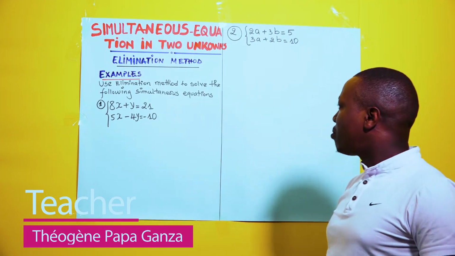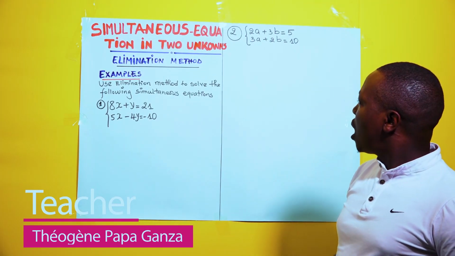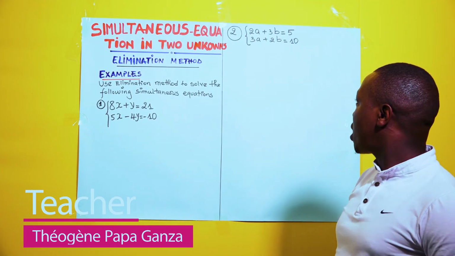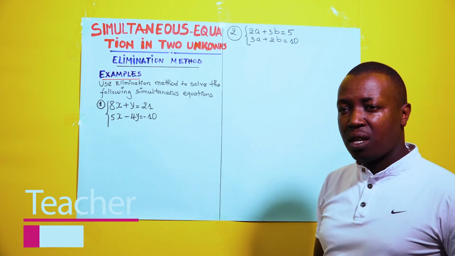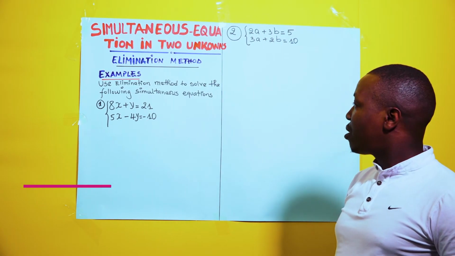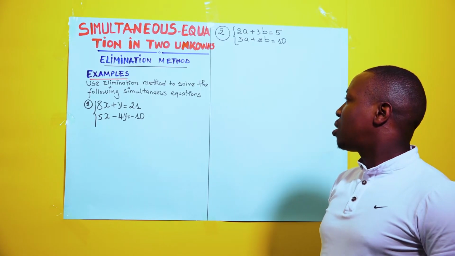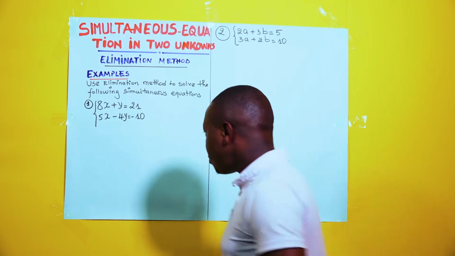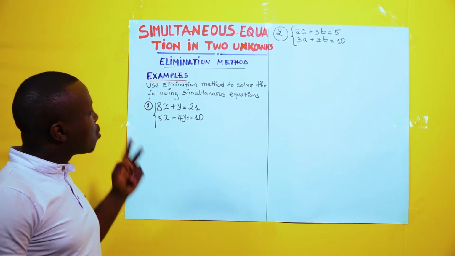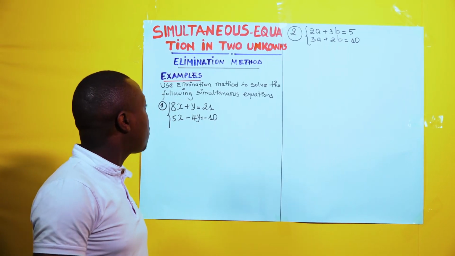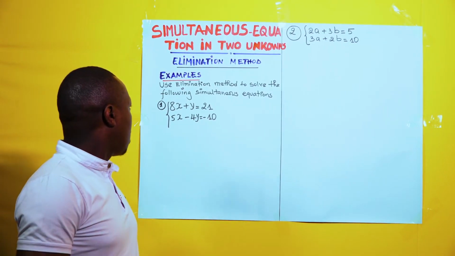So let us see some examples. We are going to see about 4 examples. Then after that you do around 5 exercises, the same way you shall do. We are going to do these examples. So the first example says use the elimination method to solve the following simultaneous equations.